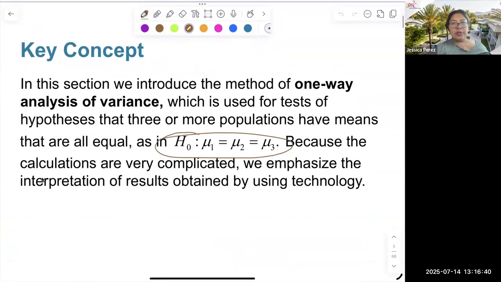In this section, we introduce the method of one-way analysis of variance, which is used for hypothesis tests of 3 or more populations that have means that are all equal. That means that our null hypothesis will be that mu1 is equal to mu2 is equal to mu3.